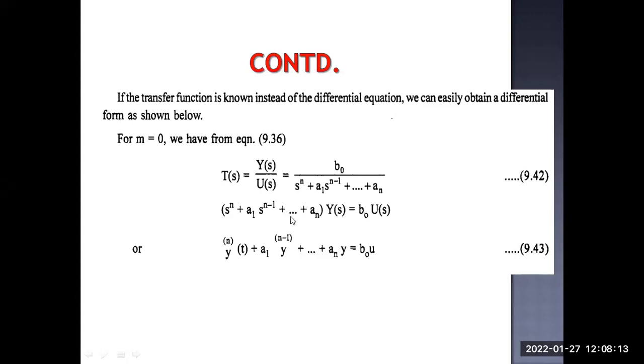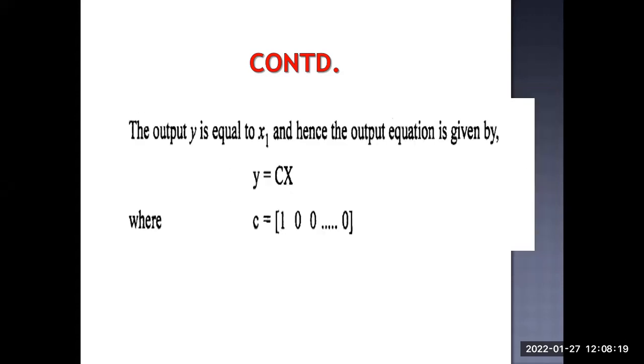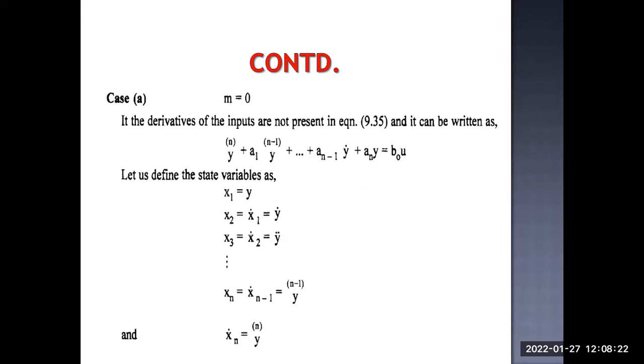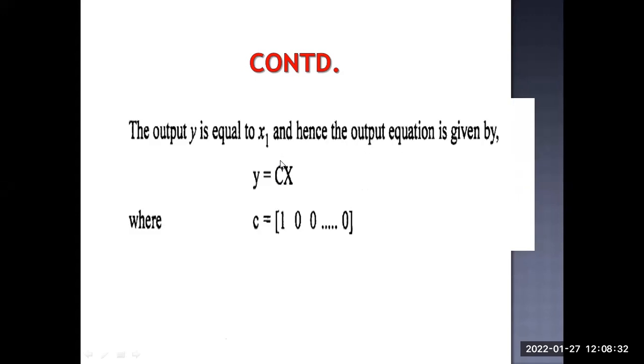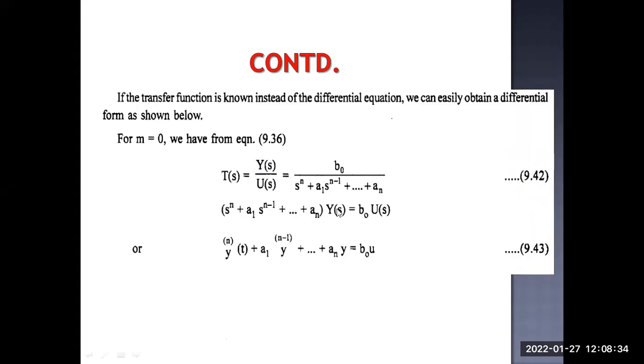So let us say m equal to 0. That means the first case, a single input. The equation is y^(n) plus a1 y^(n-1) plus up to an minus 1 y dot plus an y equal to b0 into u. Single input. Same equation we are using here. So we know the transfer function T(s) equal to, we have derived this transfer function just now.